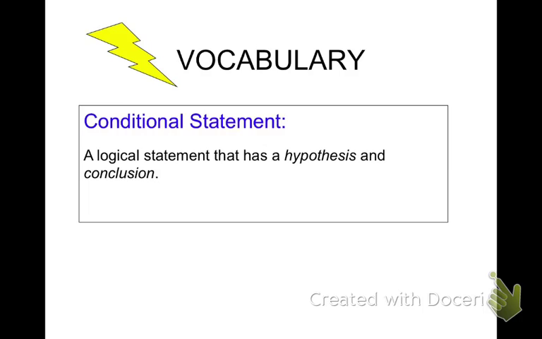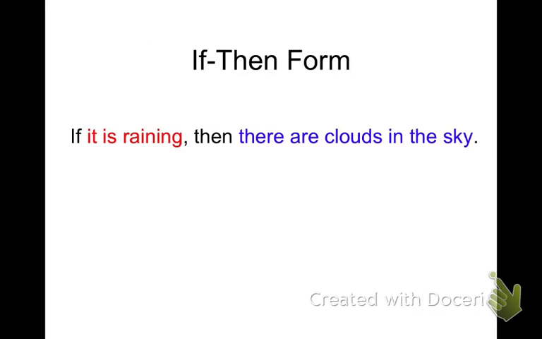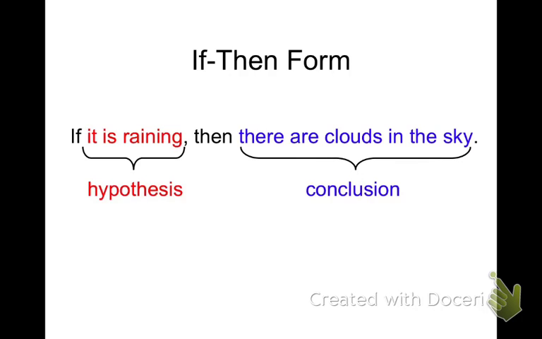Maybe, possibly. All right, so I have an example of a conditional statement, and it's written in if-then form directly below this box. It says, if it is raining, then there are clouds in the sky. Well, the part that always follows your if is considered your hypothesis. So I hypothesize if it's raining outside. What's my conclusion? That there are clouds in the sky. So when you have a conditional statement written in if-then form, the part that follows the if is your hypothesis. The part that follows the then is your conclusion.